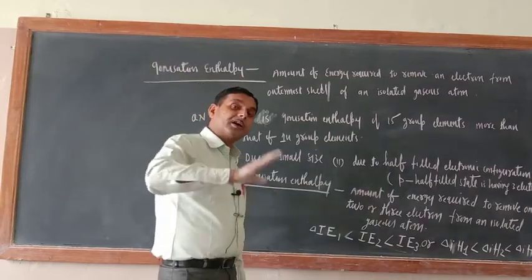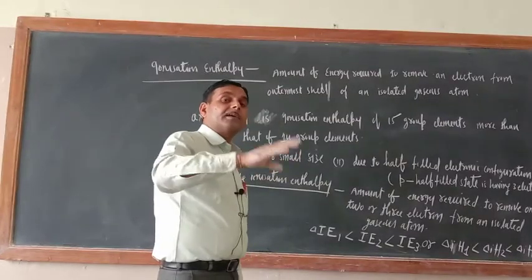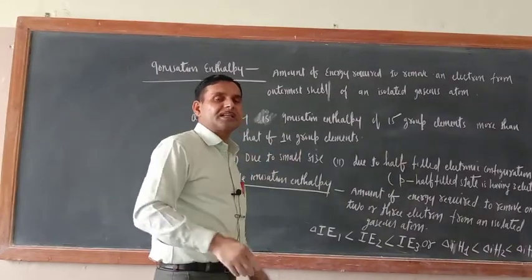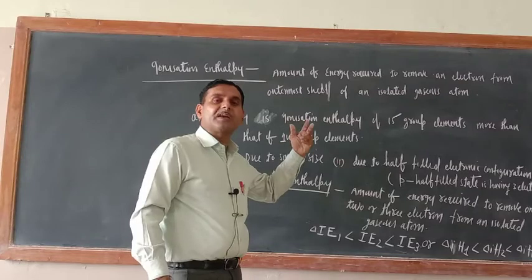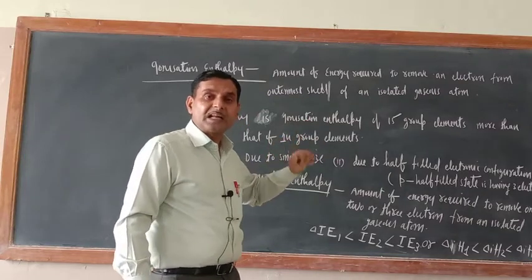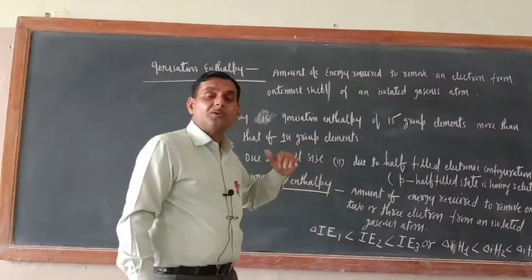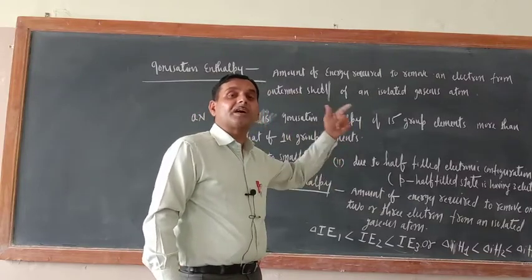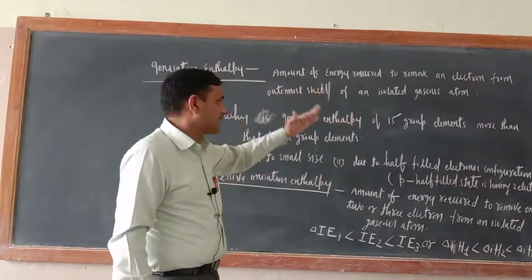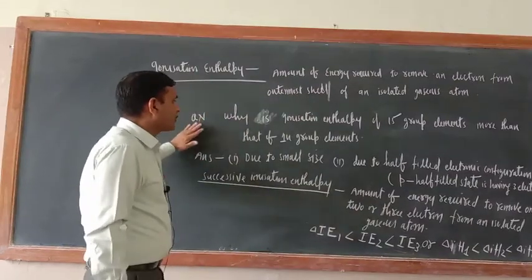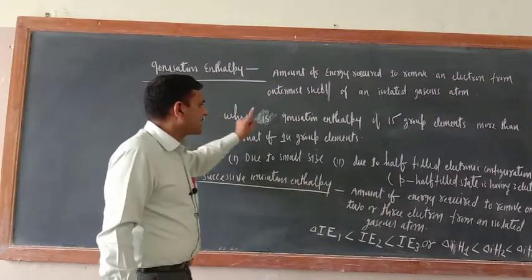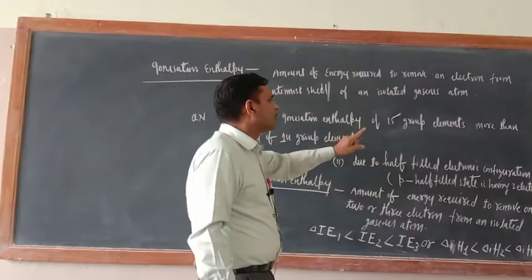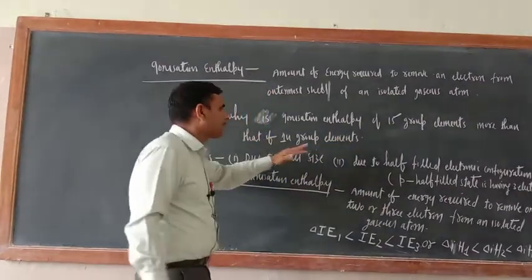So how can you convert one atom into the gaseous state? Sublimation enthalpy. Especially metals are giving out electrons. So if a metal is found in the solid state, you have to give the sublimation enthalpy so that the atom is converted into the gaseous state. Okay, so here one question is there. Why is the ionization enthalpy of 15th group elements more than that of the 14th group?